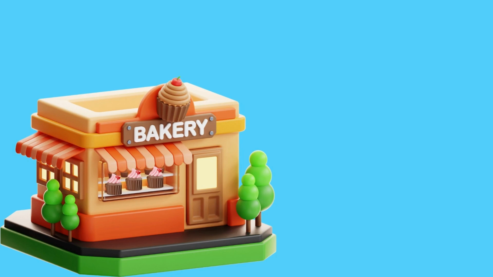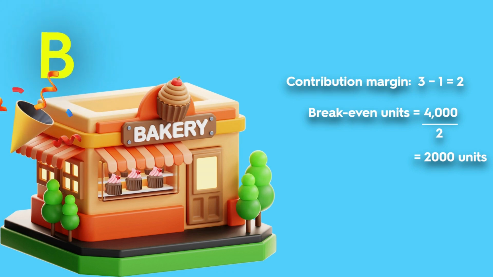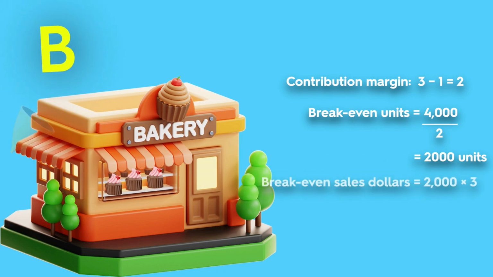Let's go back to the bakery question. The contribution margin per muffin is $2. Break-even units equals 4,000 divided by 2, which is 2,000 muffins. If you chose option B, you nailed it. Break-even sales dollars equal 2,000 times 3, which is $6,000. Every muffin after that adds $2 to profit.